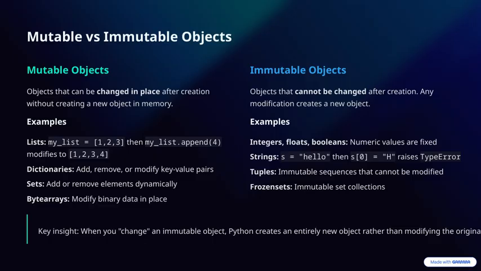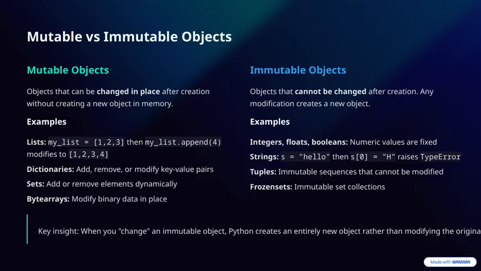On the other hand, immutable objects cannot be changed once they are created. If we try to modify them, Python will create a new object instead of changing the existing one. For example, numeric types like integers, floats, and booleans are fixed. Once you create a number, it doesn't change. Strings are also immutable. If you have s equal to "hello" and try to change s[0] to "h", Python will raise a TypeError because strings can't be altered directly.